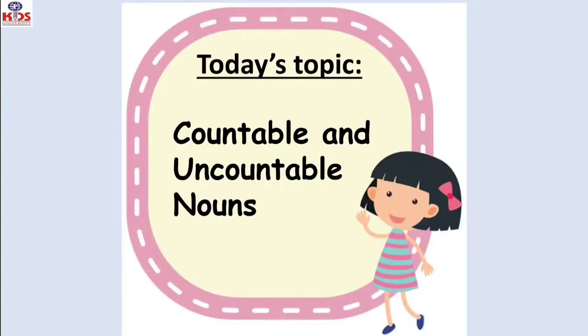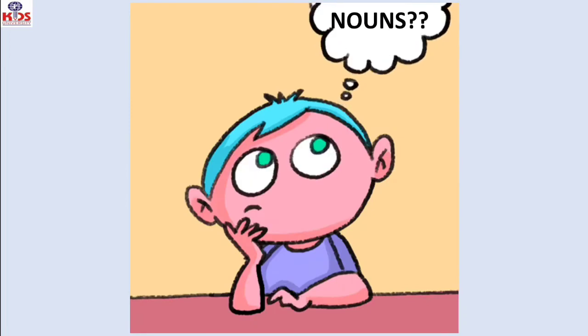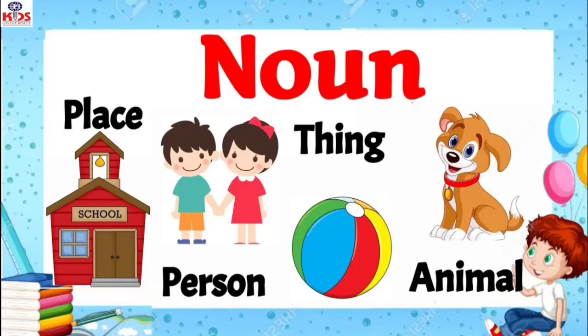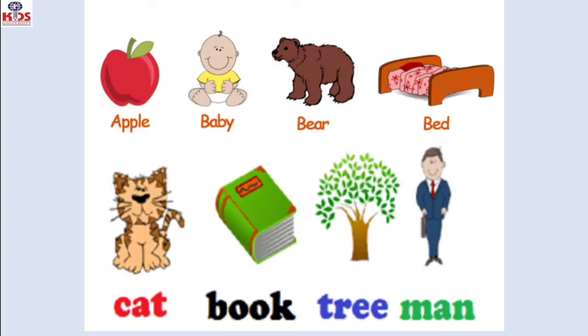Today we are going to learn about countable and uncountable nouns. But before that, let's revise nouns. Do you remember what nouns are? Well, a noun is a person, place, animal, or thing. For example, apple, baby, beer, bed, cat, book, tree, man. These all are nouns.